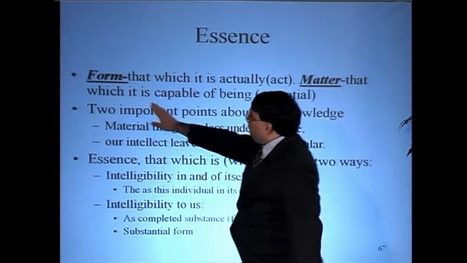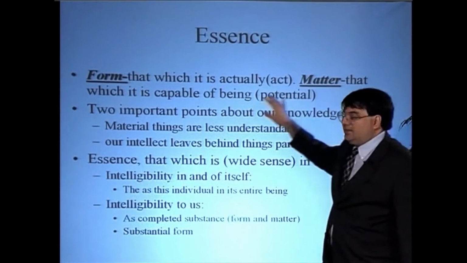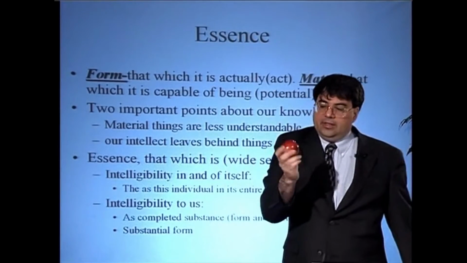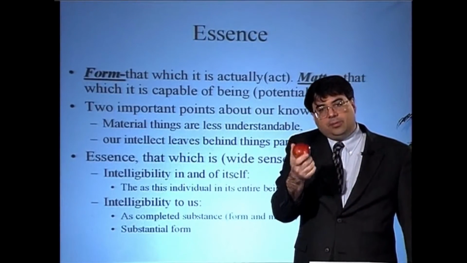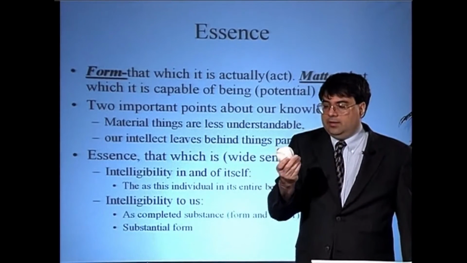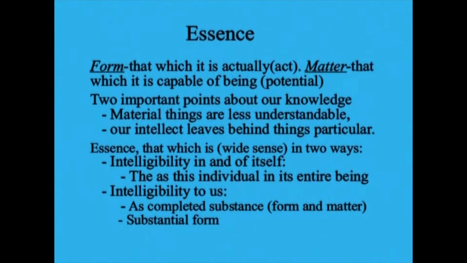Again, let's review. The form is that which a thing actually is, and matter is that which is capable of becoming. This apple is an apple and is potentially able to become part of me. This baseball is a ball, potentially able to be thrown, but it's not potentially able to become part of me. Two important things about our knowledge. We should note that material things are less understandable because their being is less.